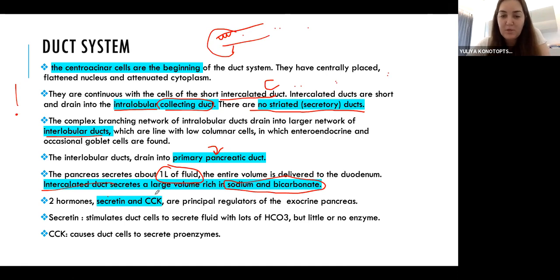Both of these hormones are made by the enteroendocrine cells. You remember enteroendocrine cells? The secretin is made by the S cell. The S cell is sitting in the duodenum. It is an enteroendocrine cell of the duodenum. CCK is made by the I cell, and the I cell is also sitting in the duodenum.